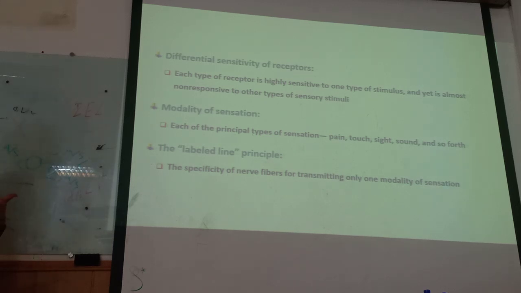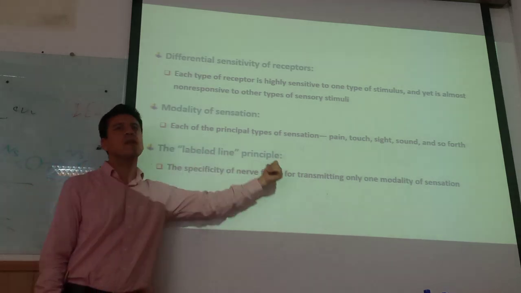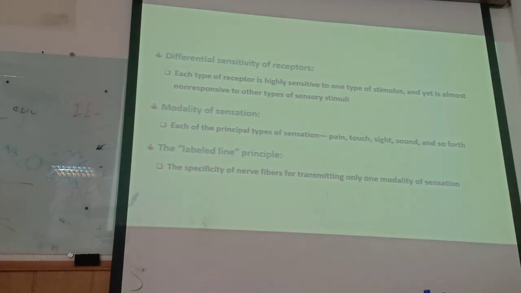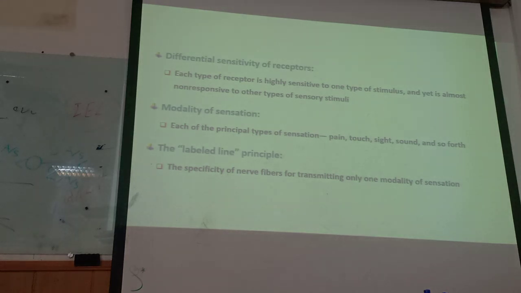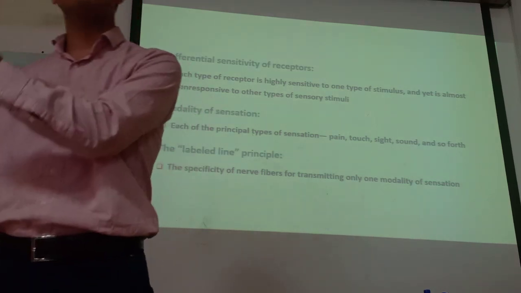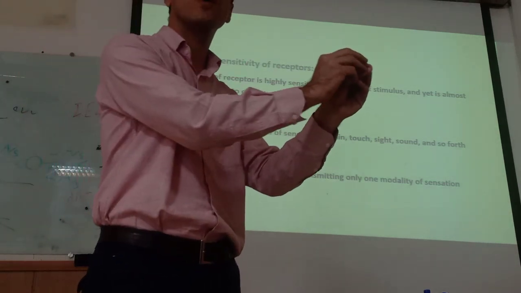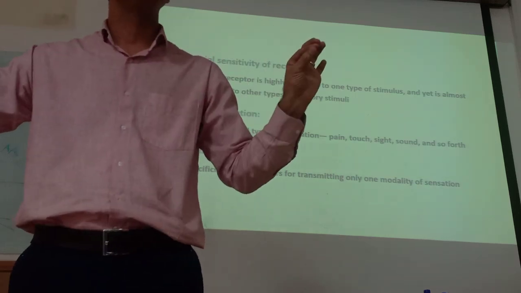The third principle is the labeled line principle. All of these receptors have some axons, right? Because they are neurons actually. So they should send the action potential to the CNS. A receptor in your fingertip, when activated, should send the action potential to the spinal cord. In order to send the action potential, it needs some fibers. So any receptor is connected to the CNS by way of some fibers. All of these fibers use action potential.